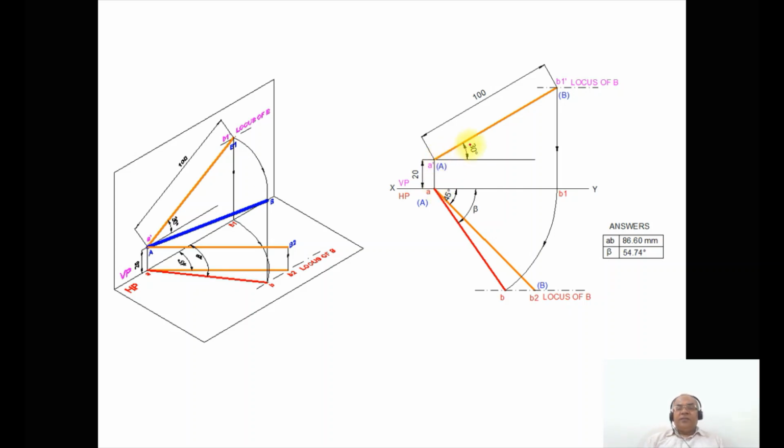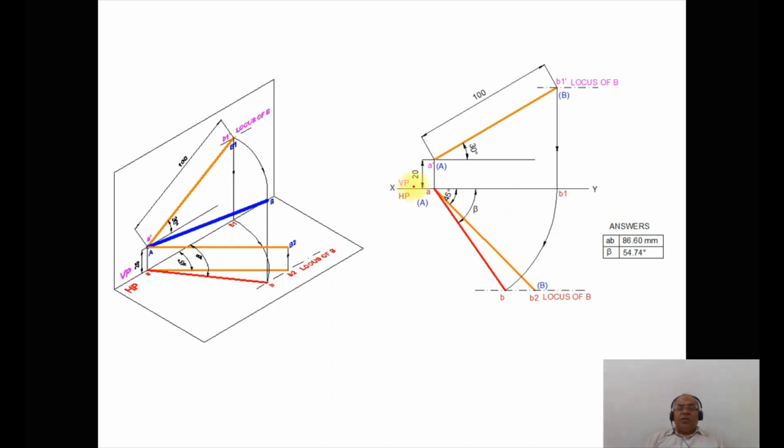Then we know the true length of the line, which is 100 mm, inclined at 30 degrees to HP. And we know the true length of the line in the top view, which is inclined at 45 degrees, also having a length of 100 mm. Therefore, you are going to have capital A and capital B in the front view and capital A and capital B in the top view. That is what we have shown here in the 3D space also.